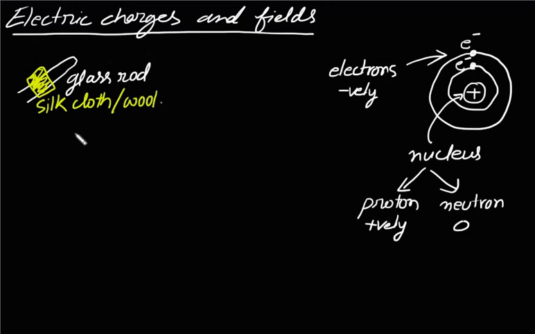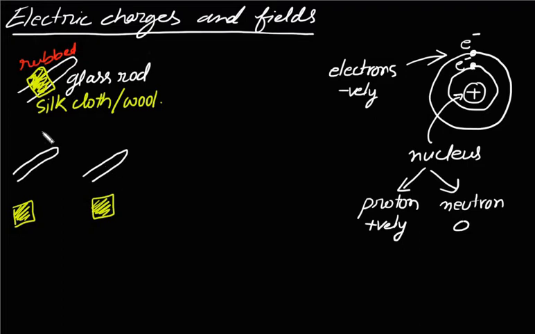So what they did, they rubbed, okay, the glass rod with the silk cloth. We'll do it 2 times. We'll take a glass rod and a silk cloth. We'll rub them and keep them separately. Okay, so this is the first pair of glass and silk cloth, and this is the second pair.